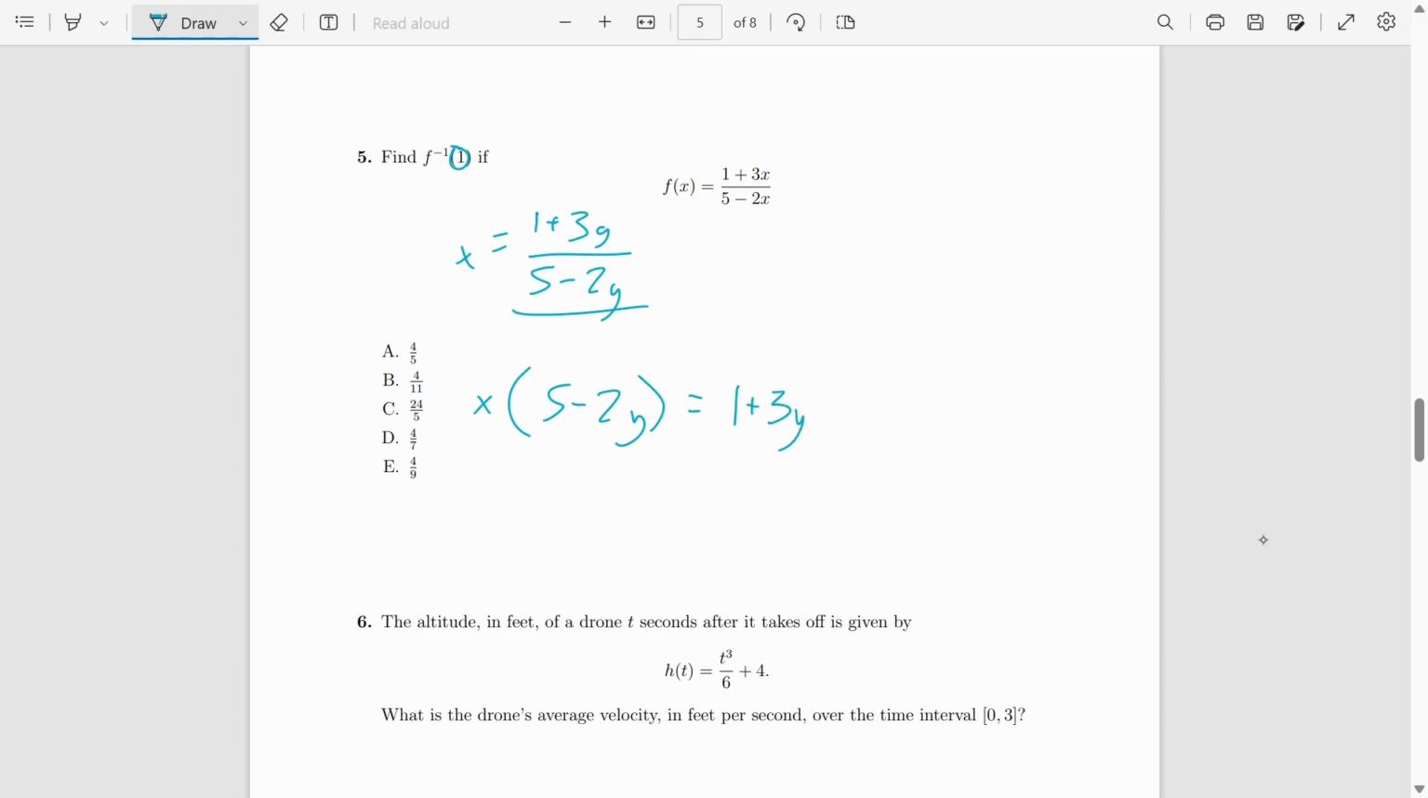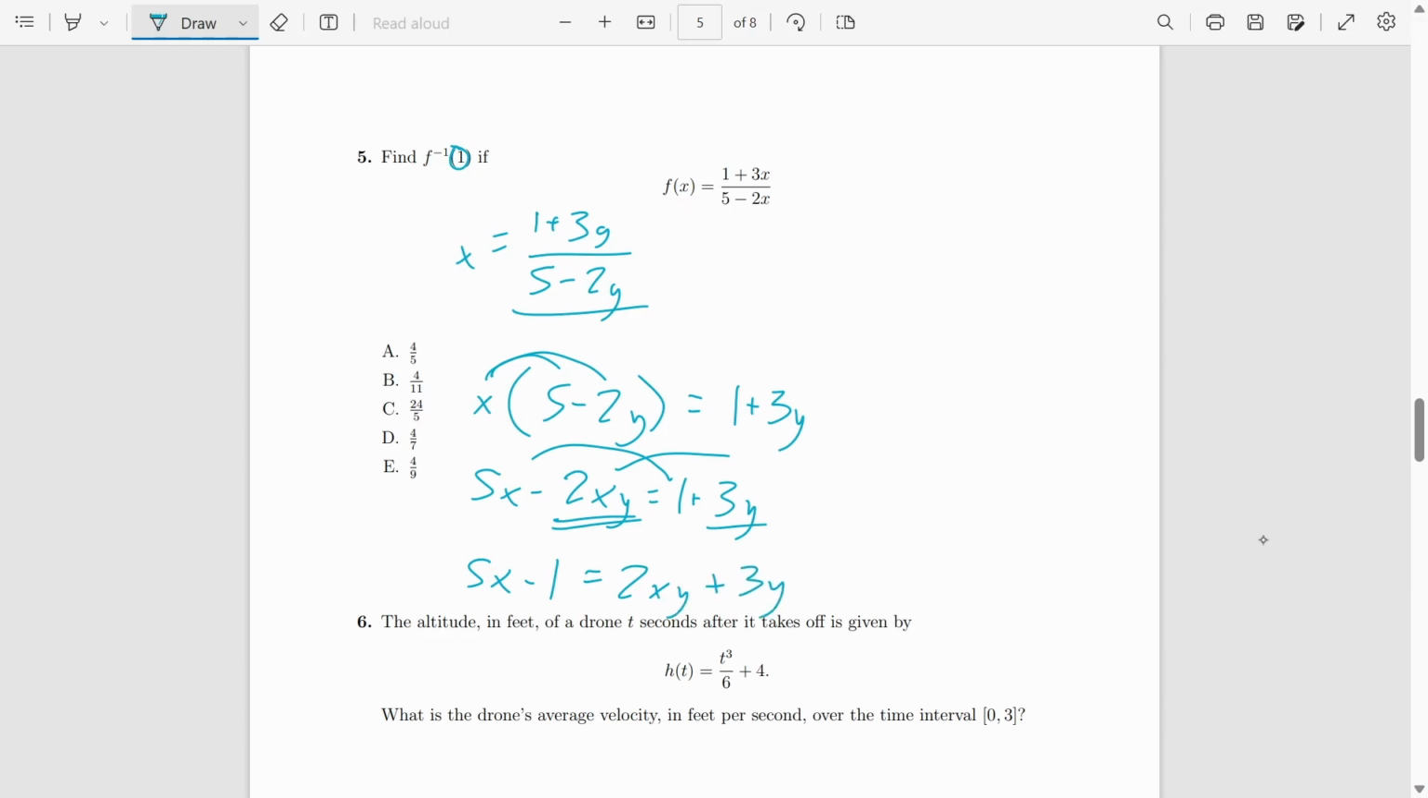And then we could distribute the x into both of these terms. So that's 5x minus 2xy equals 1 plus 3y. And then remember, we're trying to get the y's by themselves, so let's put every term that has a y on one side. So let's add this to the other side and then subtract 1 to put it over there. So that would end up becoming 5x minus 1 equals 2xy plus 3y.